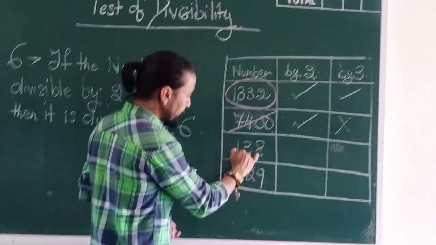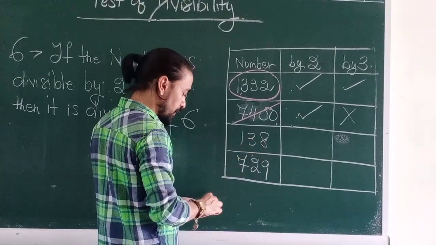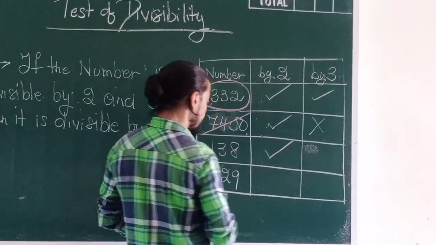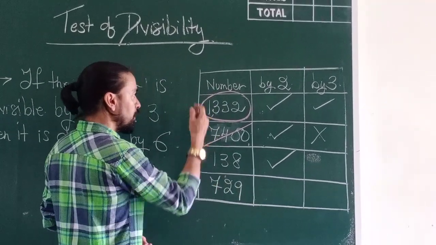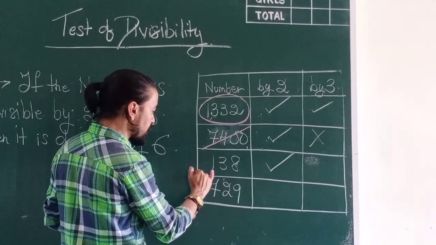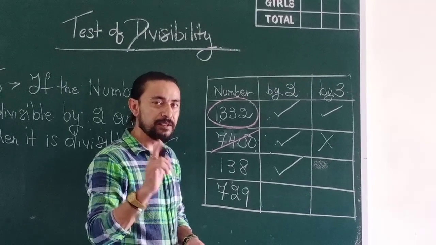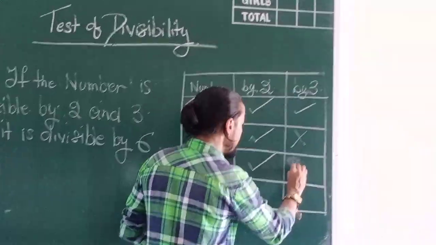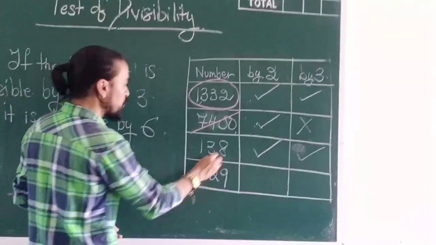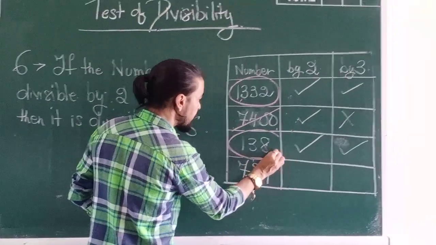138. 8, even number, divisible by 2? Yes. Let's check for by 3. I have to add the digits. 1 plus 3, 4. 4 plus 8, 12. Does 12 come in 3 times table? 3 4s are 12. So it's divisible by 2 and it's divisible by 3. So this number is divisible by 6.